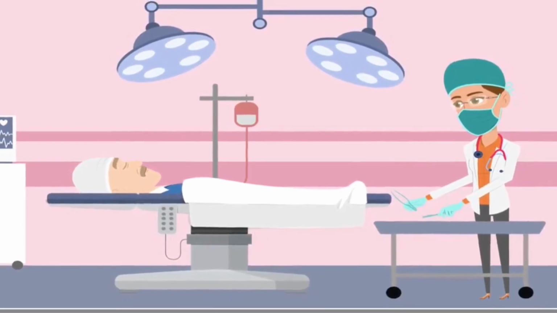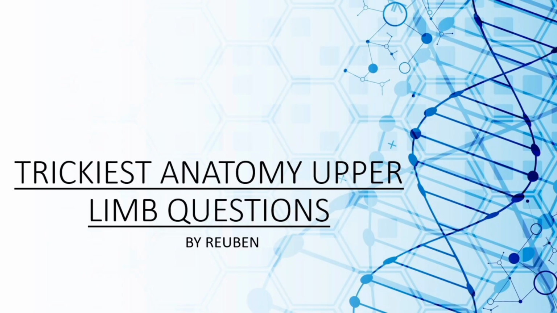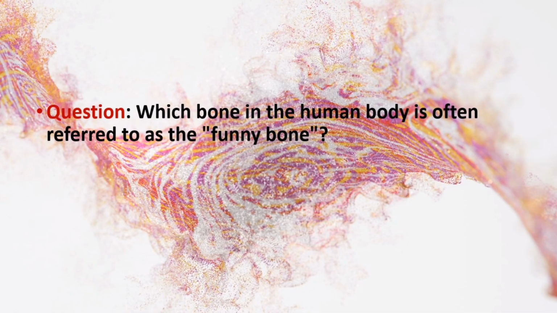Without further ado, let's dive into today's topic, the trickiest anatomy questions on the upper limb to finalize the series of upper limb anatomy. Number 15. Which bone in the human body is often referred to as the funny bone?